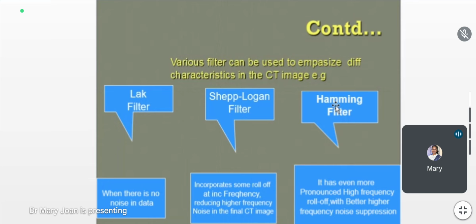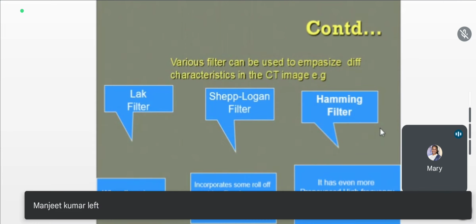Various filters can be used to emphasize different characteristics in the CT image. One is the Ram-Lak filter, used when there is no noise in the data, and the Shepp-Logan filter, which incorporates some roll-off of inherent frequency, reducing higher frequency noise in the final CT image. And then the Hamming filter, which has an even more pronounced high frequency roll-off with better higher frequency noise suppression.